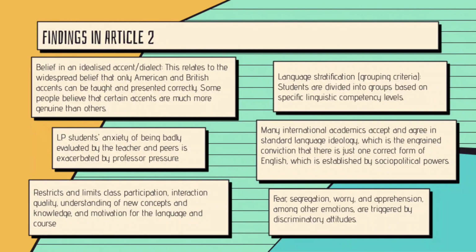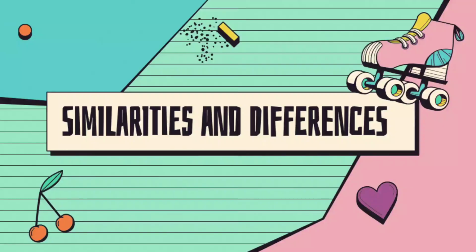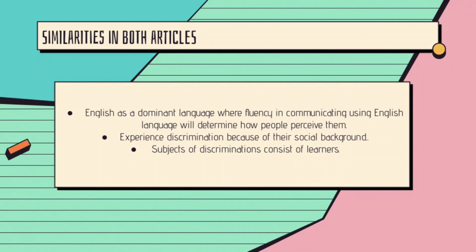Lastly, fear, segregation, worry, and apprehension, among other emotions, are triggered by discriminatory attitudes. Now I will move on to similarities and differences in both articles. Now I'll be presenting similarities in both articles.